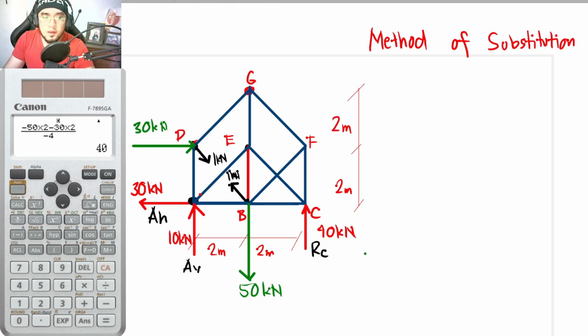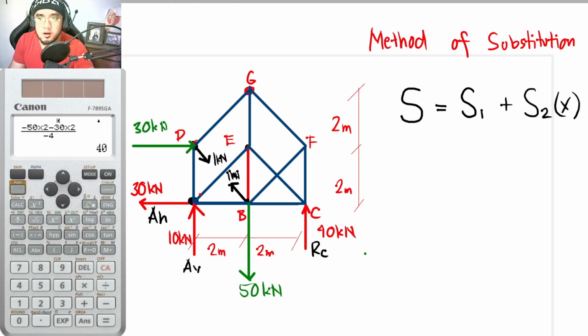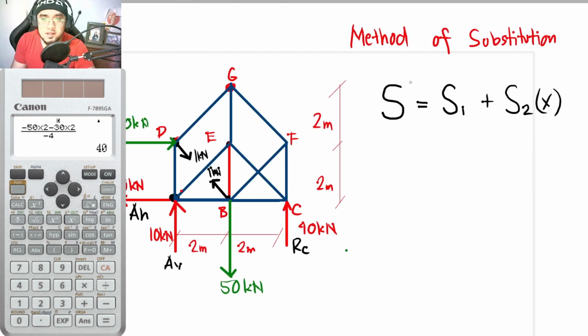So in method of substitution, you will be required to memorize another formula, which is actually very easy to memorize. Let's say that S is your bar force. S is equal to S1 plus S2x. So this is the new equation that you will memorize. So this S here is the actual bar force.